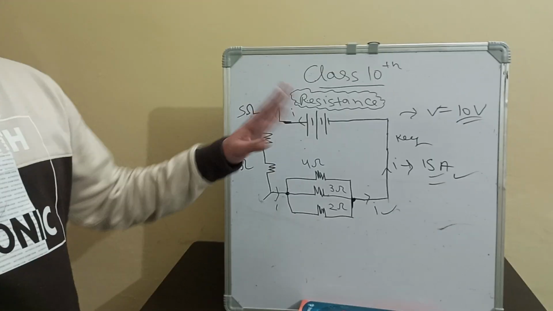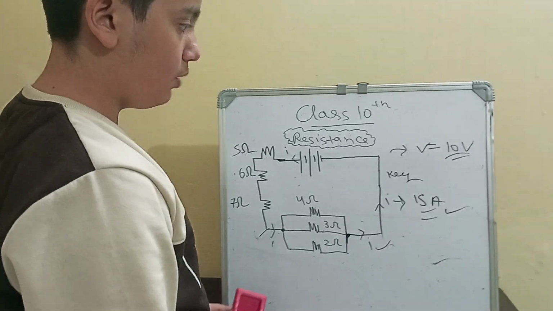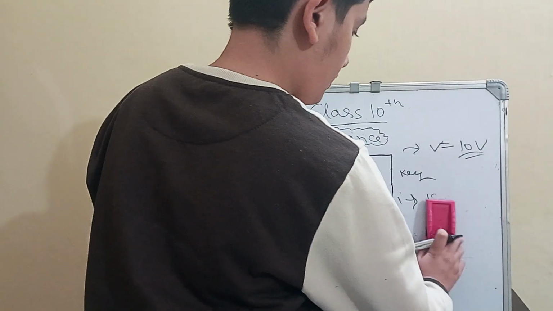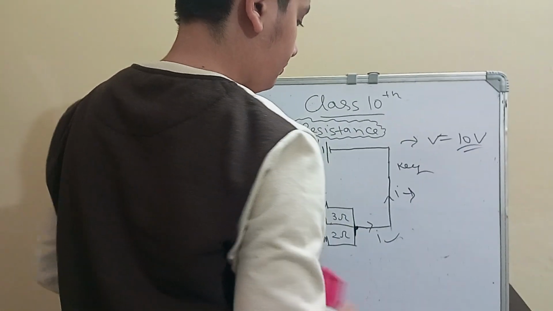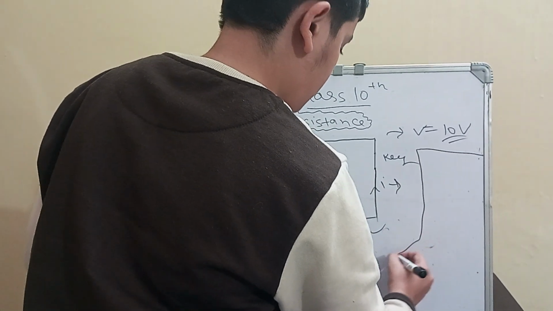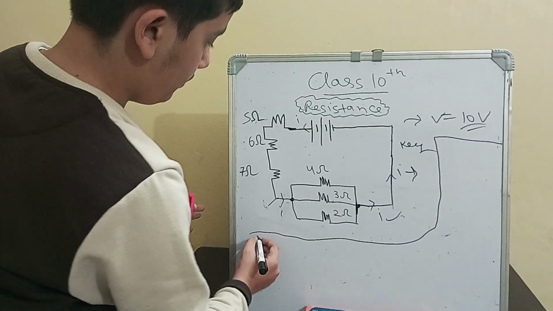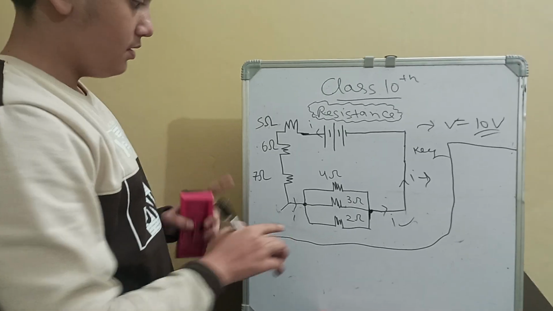This is a very rough circuit. In the exams you need to draw it properly. Now we need to calculate the equivalent resistance. Okay, so let's start from here. Let's make this column. In this we are going to solve this circuit. We need to calculate the equivalent resistance.